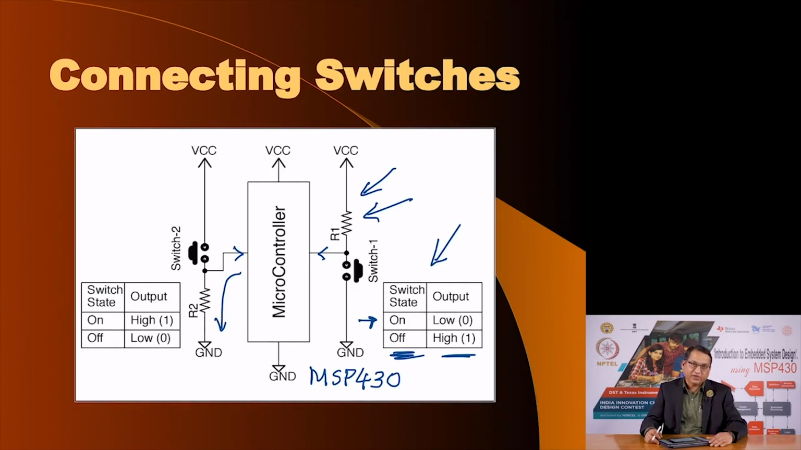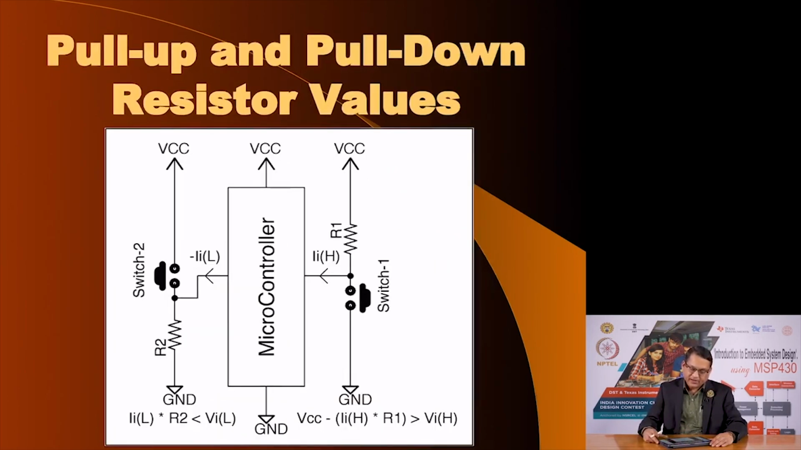Do we want a pull up resistor or pull down resistor, so that you do not have to connect external resistors like we have connected here, although you may still connect an external resistor just to be on the safe side. What are the values of these resistors? It is very important. You can't just arbitrarily connect any value.